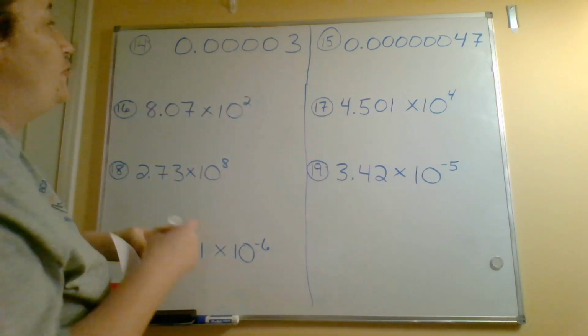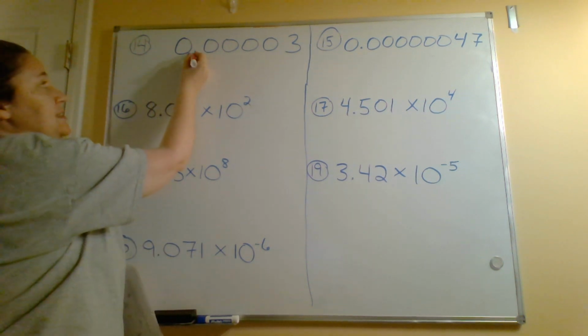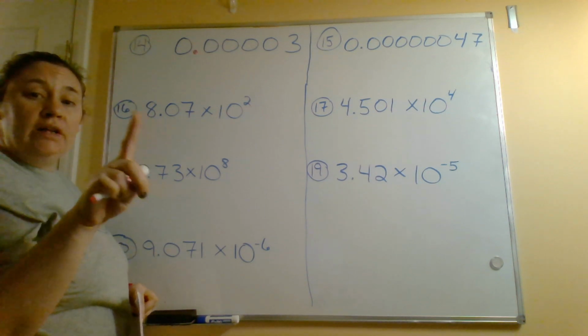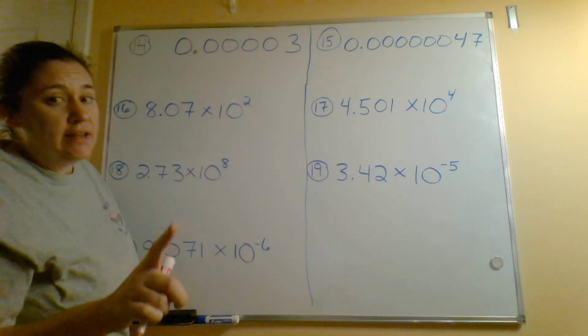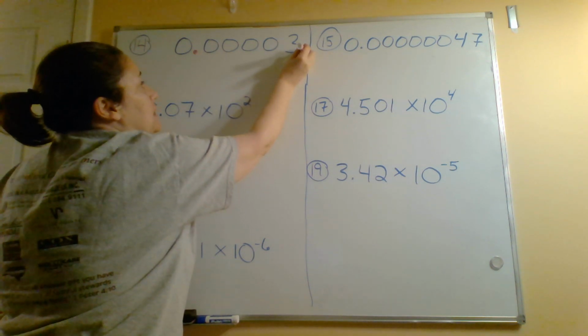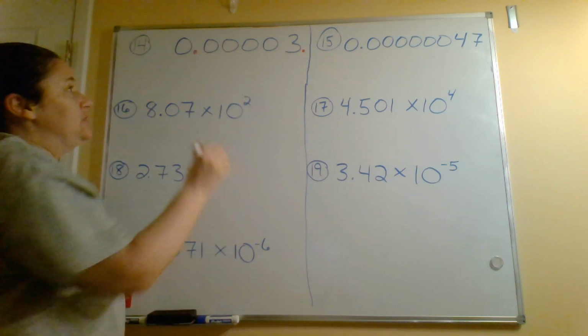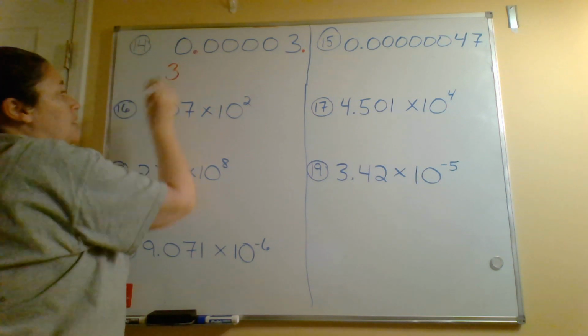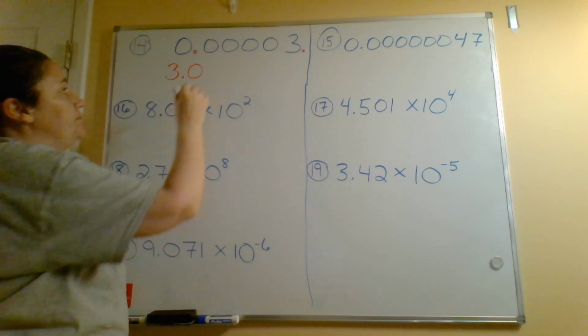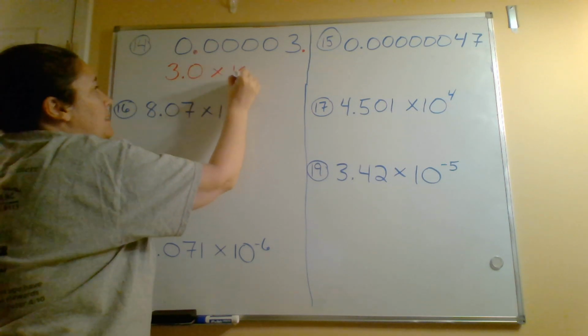So let's do number 14. We're going to move this decimal point. It's here right now. We're going to move it so that it has 1 digit to the left of it, and that digit can't be a 0. So I'm going to put the decimal point here, right there. So the answer is going to be 3, or you could write 3.0. Either way is fine. Times 10.